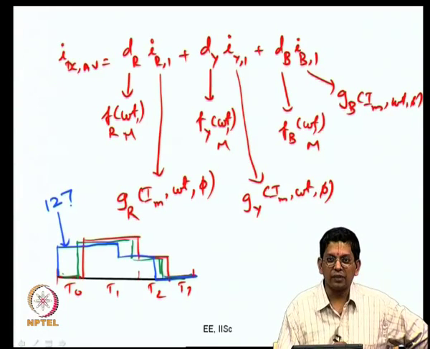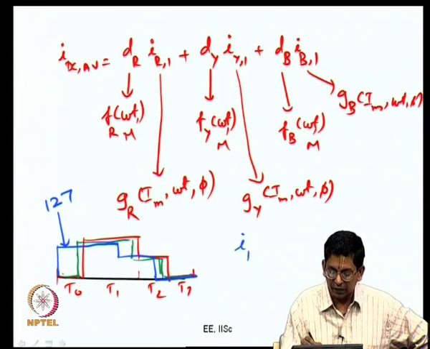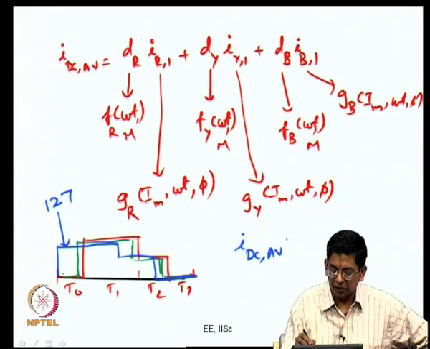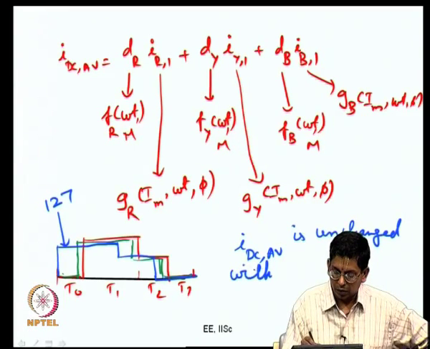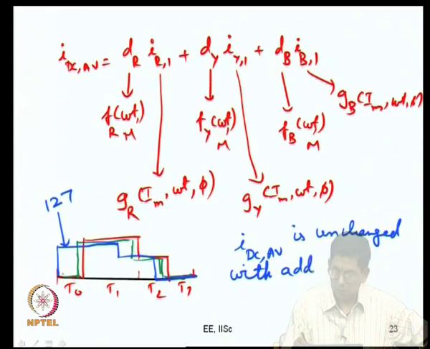So, here what do you see? The IDC average is unchanged with addition of common mode component. This is something you can really see. So, it does not matter. So, this is what you find.